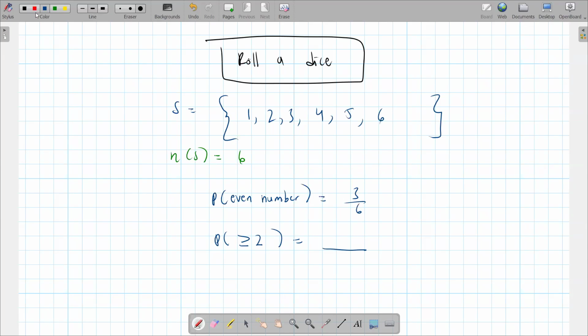So greater than means more than, okay? So like from here to here. How many outcomes are there that are 2 or more? We have 6 numbers. No, 5. 5 over 6.